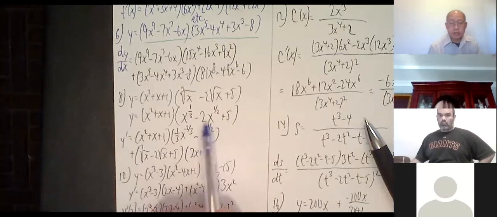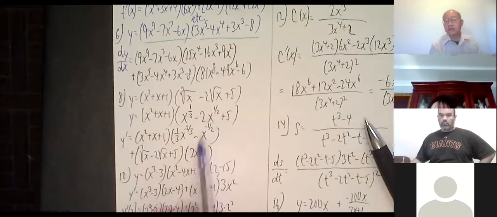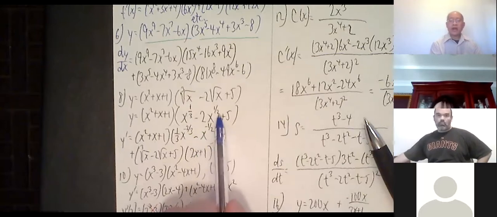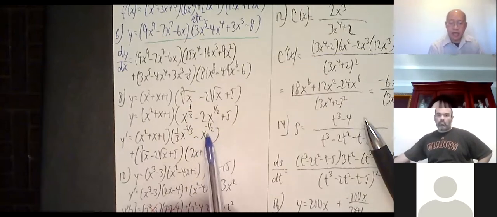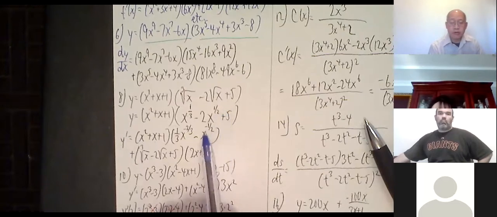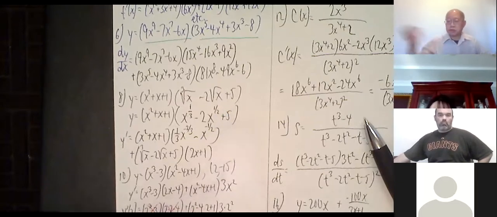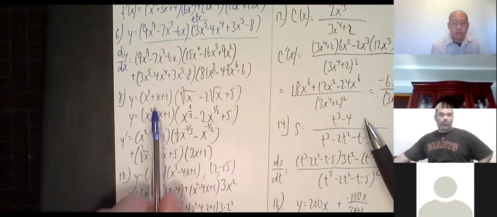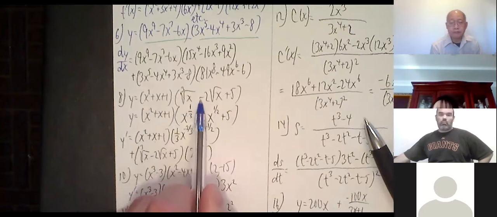Then the derivative of this, so minus 2 times 1/2 is 1. So if the coefficient is 1, you don't have to write anything. X to the 1/2 minus 1 is negative 1/2. Right, 1/2 minus 2 over 2, negative 1/2. And plus the derivative of 5 is 0, so you don't have to write it. Okay, so all of this was the first function times the derivative of the second.